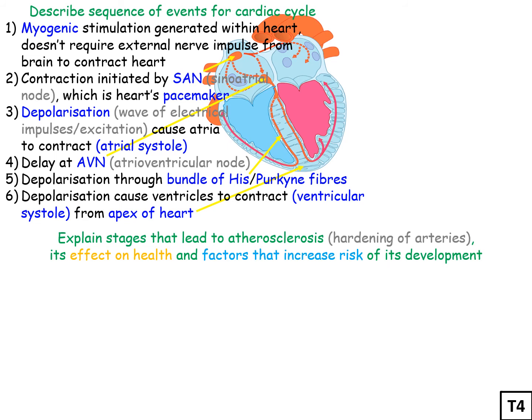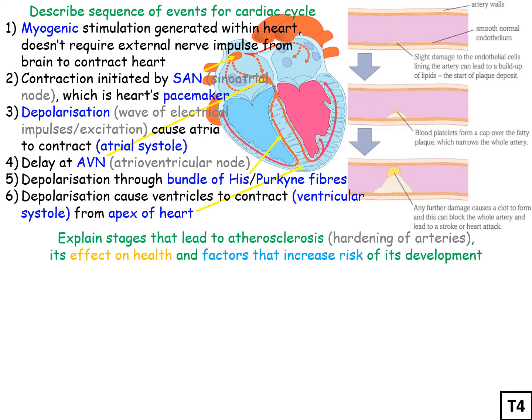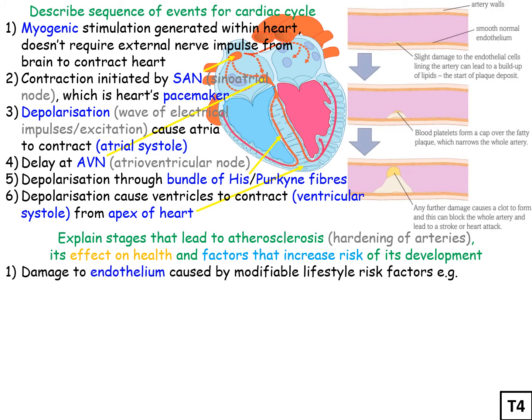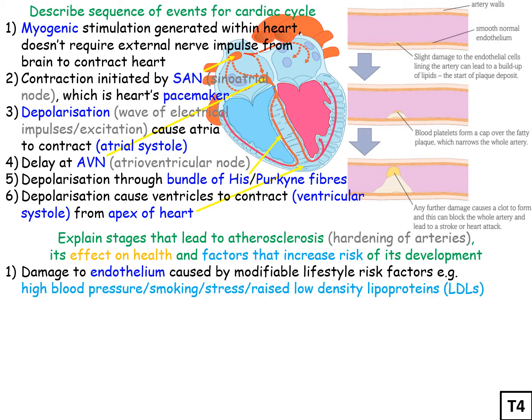Explain the stages that lead to atherosclerosis, which is the hardening of arteries, its effect on health, and the factors that increase the risk of its development. First of all, the endothelium becomes damaged, and this could be due to modifiable lifestyle risk factors such as high blood pressure, smoking, stress, or raised LDLs.